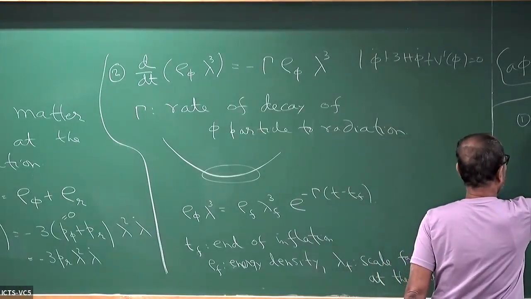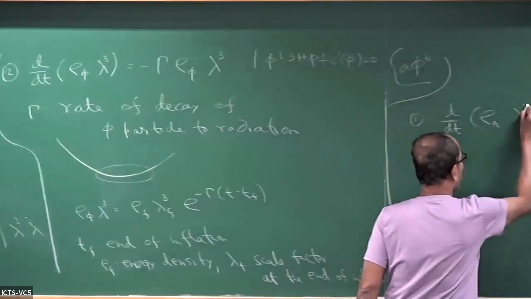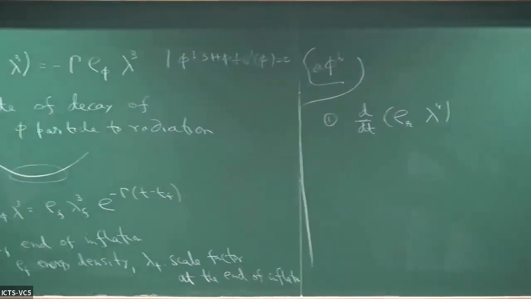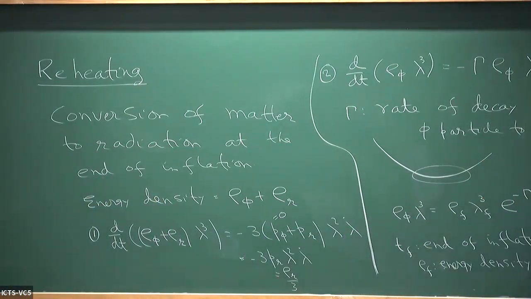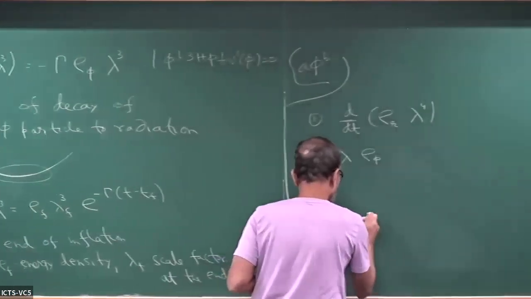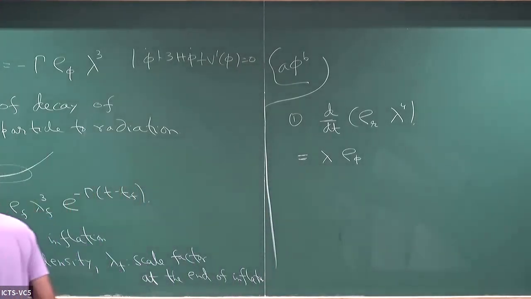So equation 1 can be written as d/dt of rho r lambda to the 4. Okay, this is the same trick that you took. You write PR equal to rho r over 3 and take it to the other side. So this gives you lambda times rho phi. Lambda to the 4, because this minus lambda square lambda dot minus rho r lambda square lambda dot you can take to the other side.